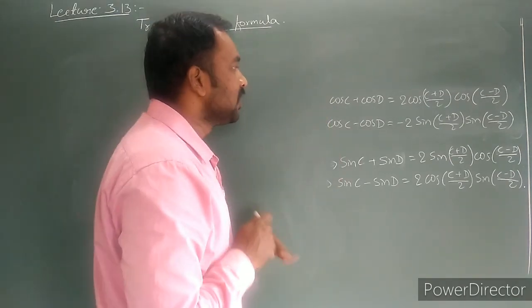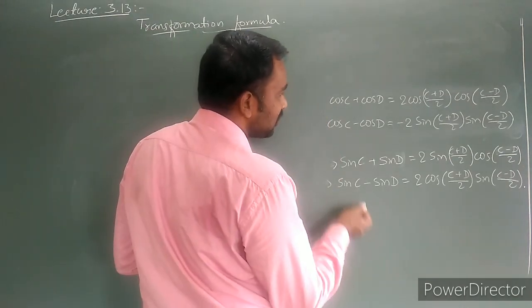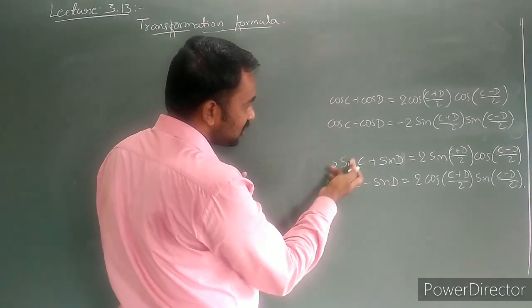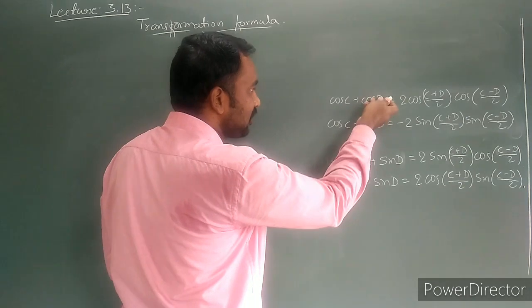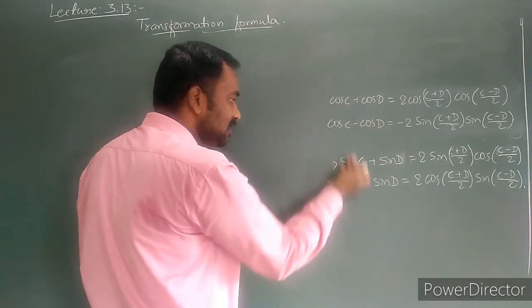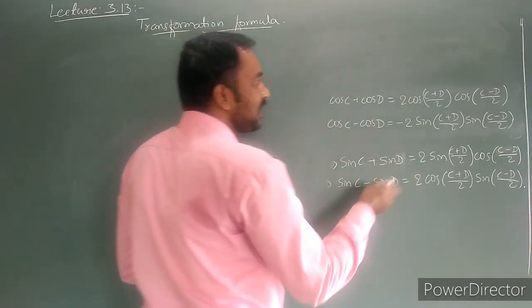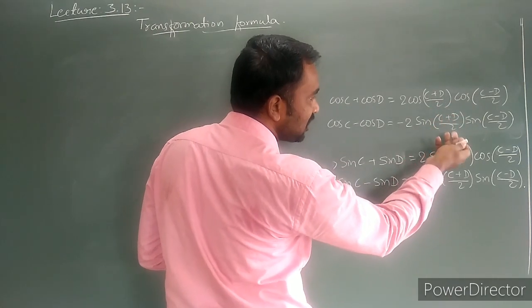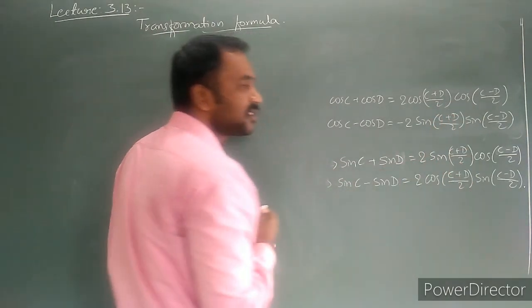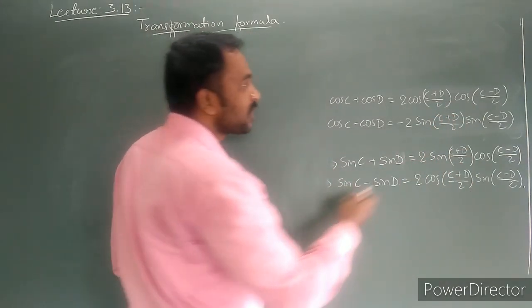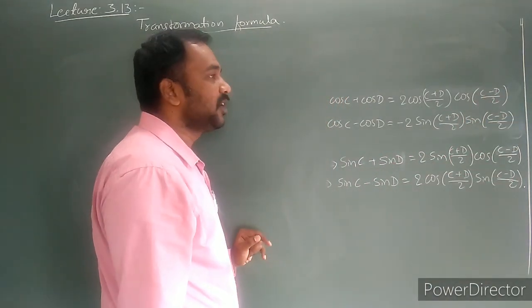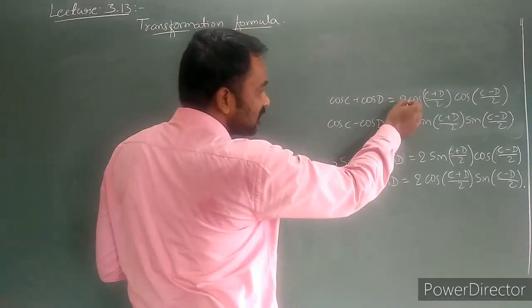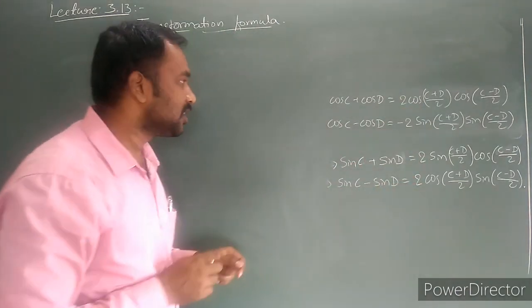So what do we have? Observe the angles. On the left hand side C and D in all of them. On the right hand side, the angle is (C plus D) by 2 in all 4 results, and (C minus D) by 2, the same angle for all the 4 results. And 2 is the same for all the 4 results.